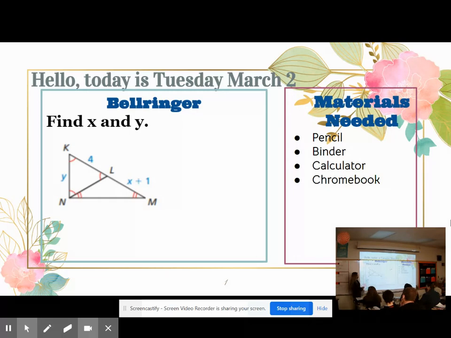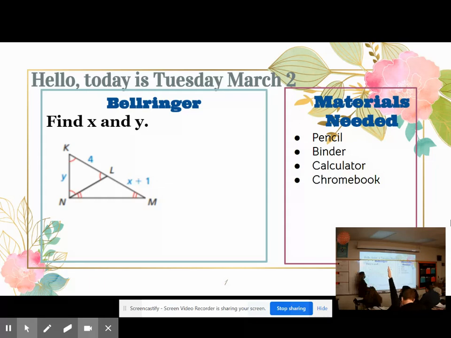Two of the sides are congruent. Well, 2 of the angles are marked, which means the 2 sides are congruent. What 2 sides are congruent? Angle M and angle N. So what 2 sides? LN and LM. So LM would be congruent to LN. Well, if LN's 4, what's LM going to be equal to? 4. Which makes x plus 1 equal 4, so put x plus 1 equals 4 beside it.